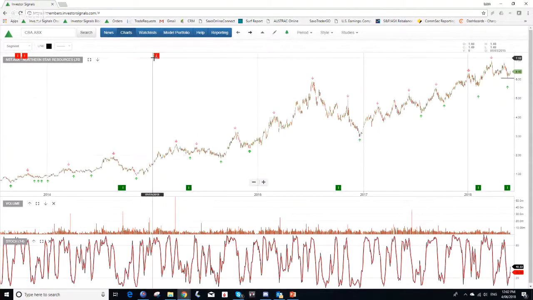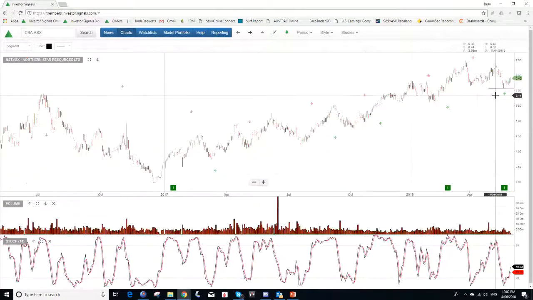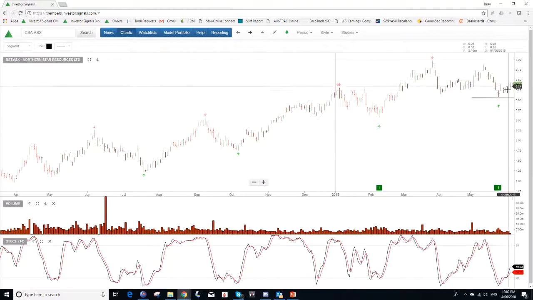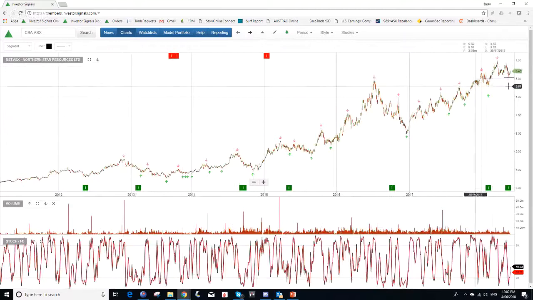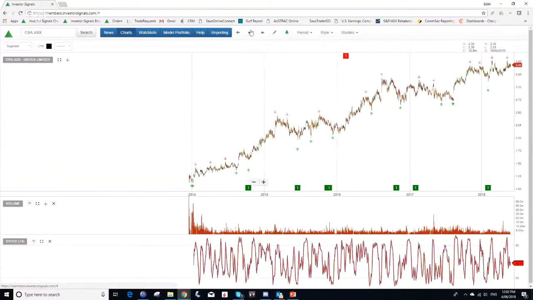Now, Northern Star, if we go back, this was originally added into the model back in 2015, where it switched from sell conditions into buy conditions, and the momentum's continued to carry the stock higher, and even the most recent algo buy signals have supported good entry levels. Then we've got a signal there in May, and already after a few days of trading, we're starting to see positive momentum there. So for those that are interested in some of the gold stocks, Northern Star is one to have a think about.